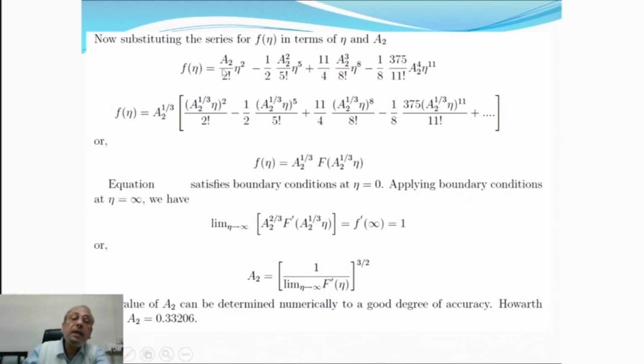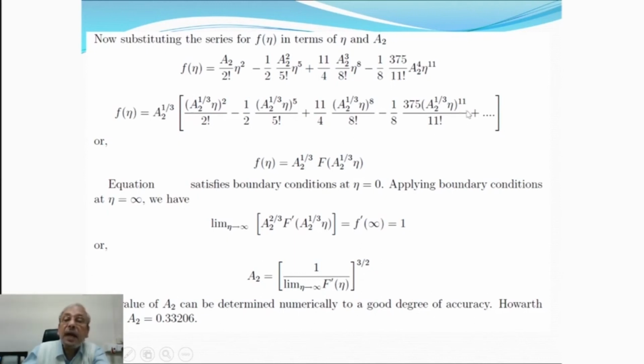So having found all the constants in terms of a2, we can now reformulate the series as f(eta) = a2/factorial 2 into eta squared, minus half a2 squared/factorial 5 into eta to the power 5, plus 11/4 a2 cubed/factorial 8 into eta to the power 8, minus 375/8 a2 to the power 4/factorial 11 into eta to the power 11.